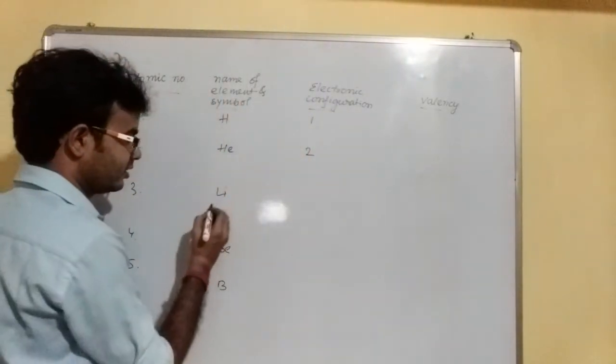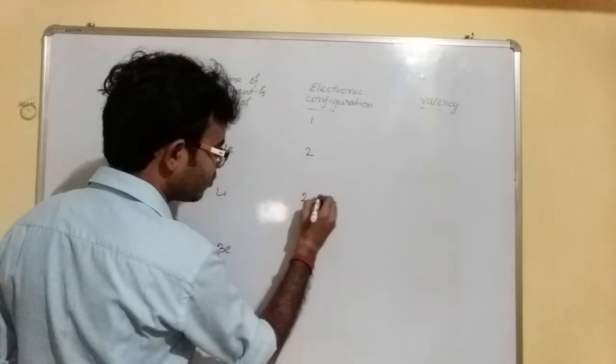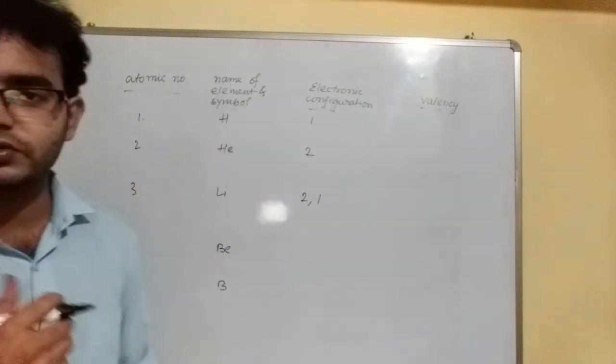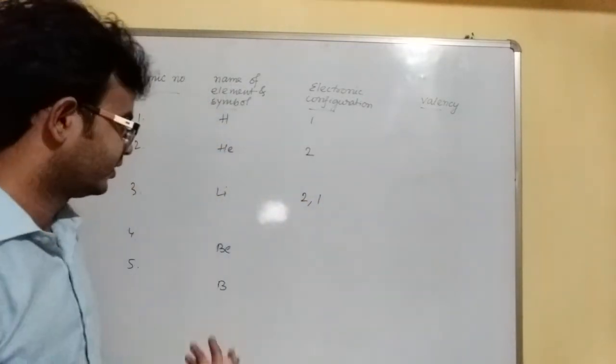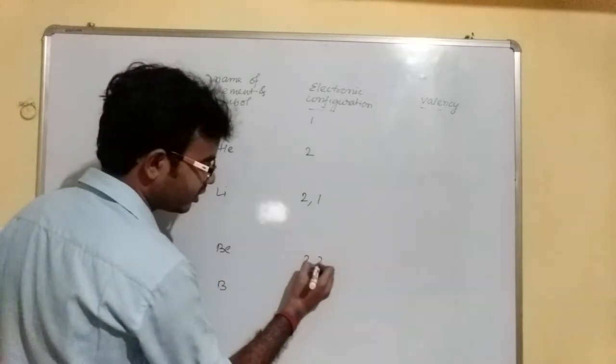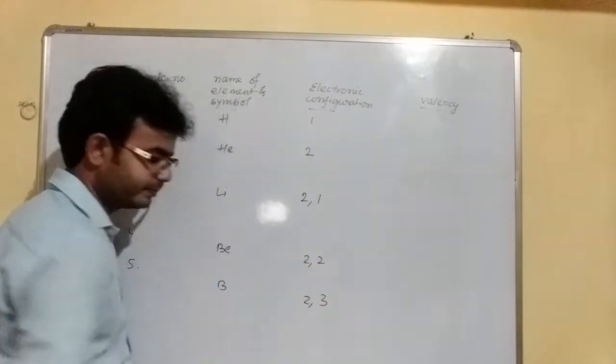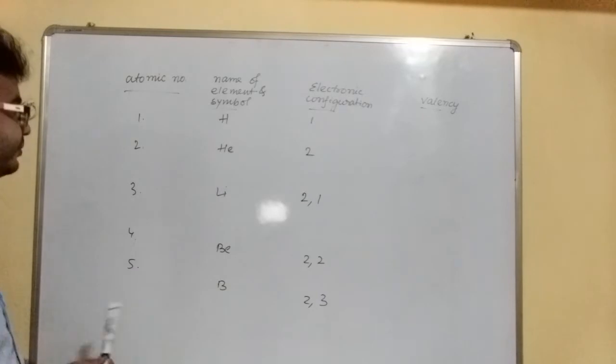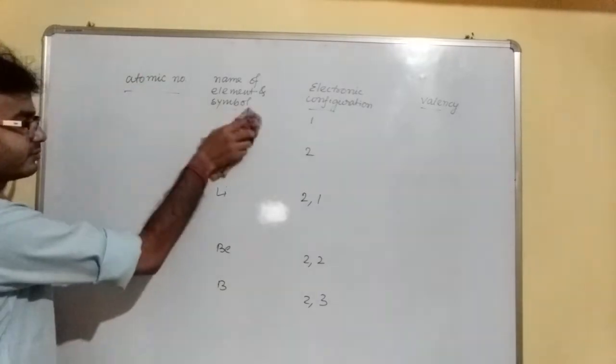Let me discuss. Lithium is atomic number 3. It is 2, 1. The first shell contains 2 electrons and the second one contains 1 electron. So for beryllium it will be 2, 2. For boron it will be 2, 3.